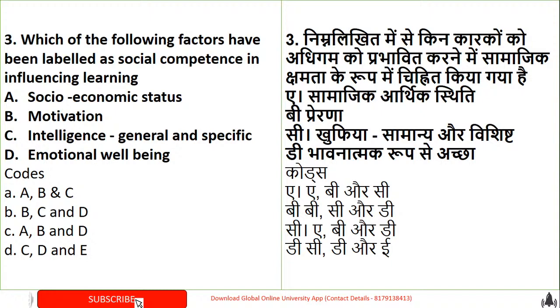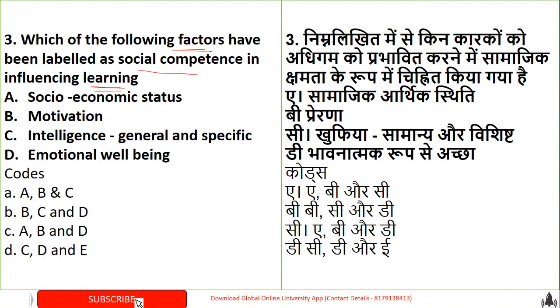Okay, so now here I hope everyone has understood the keywords. Factors they are talking about, that is social competence in learning, that is, which influence learning. So what is that? Socio-economic status, whether it is motivation, whether it is intelligence, that is general and specific, or whether it is emotional well-being. So understand the word social competence and then start giving me the answer. Okay, 3D, 3C, all mixed answers I am getting. That's the reason I repeated. Okay, very clearly. Yeah, Bhuvana has it.